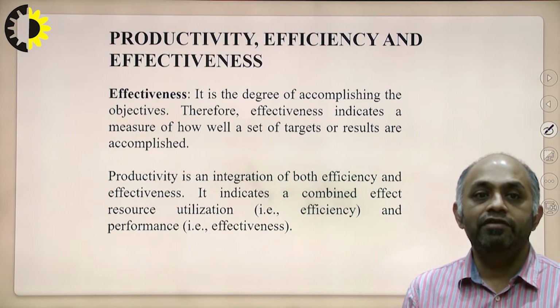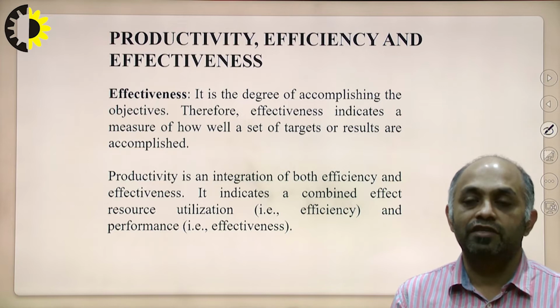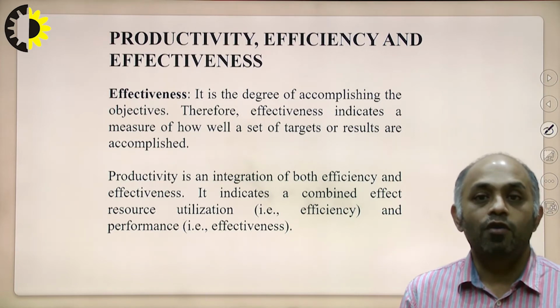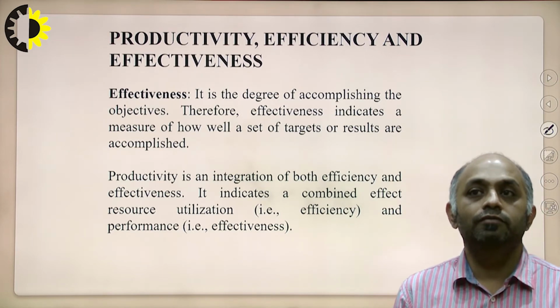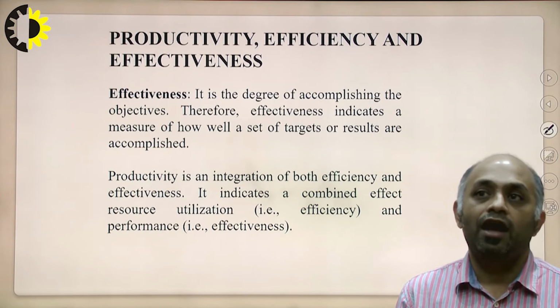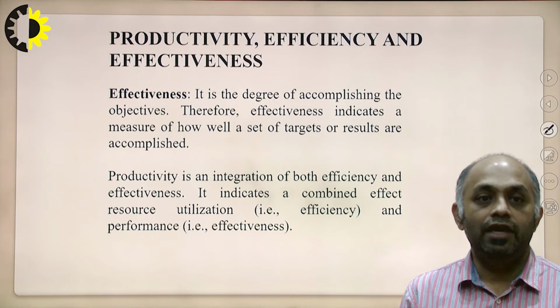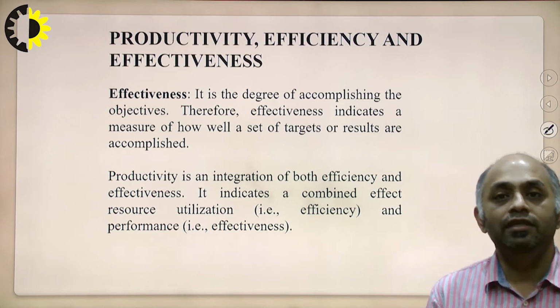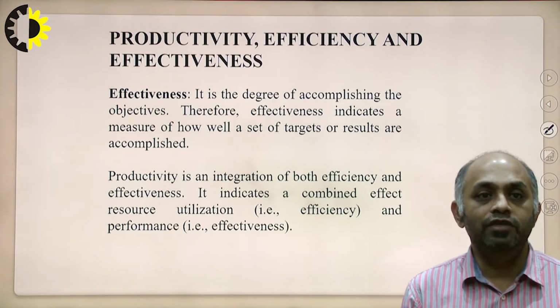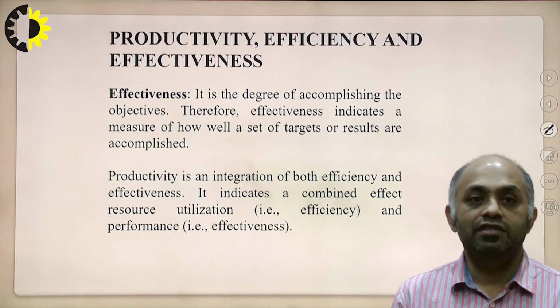Productivity is an integration of both efficiency and effectiveness. So people relate it, and somehow it is also correct, but we have to bifurcate the things and understand how efficiency and effectiveness help to get the productivity, right? So before understanding the measurement of productivity, we talk about effectiveness and efficiency.